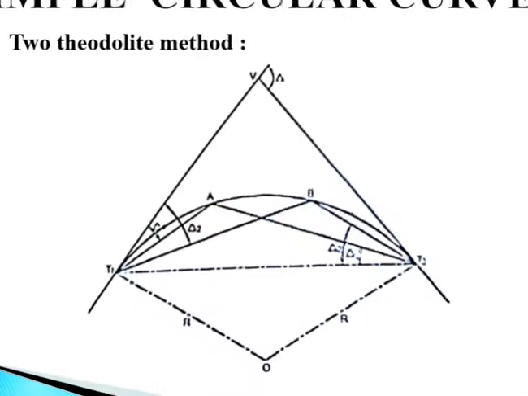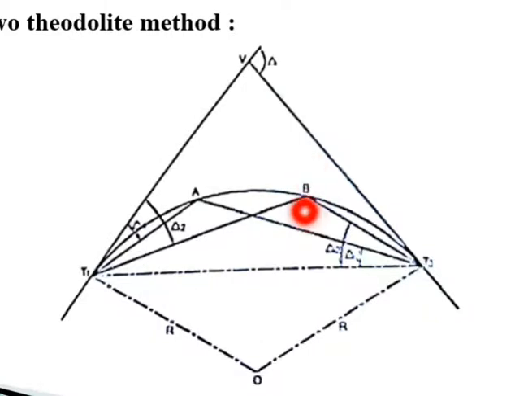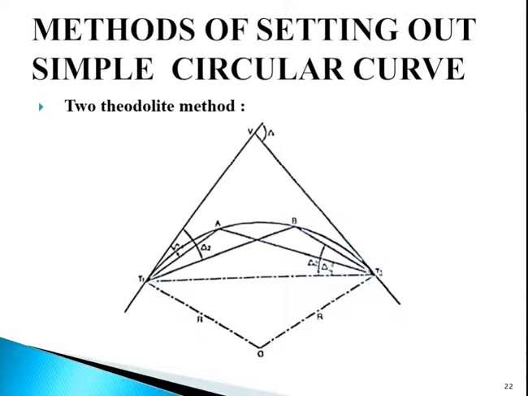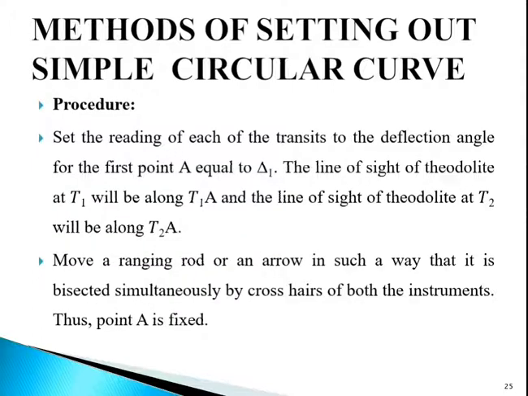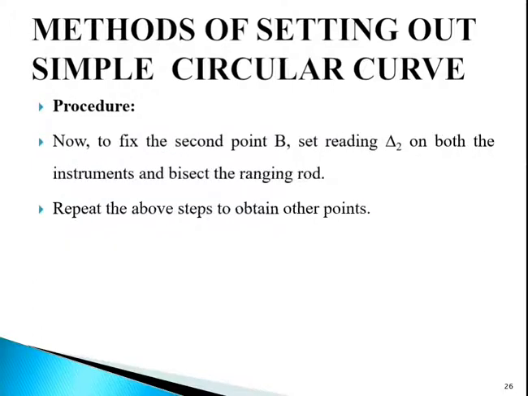Now fix the second point, point B, and set the reading delta 2 on both the instruments and bisect the ranging rod, and repeat the above steps to obtain the other points. So this is the two theodolite method. The angle of deflection delta is here. I have already written the procedure here, so write down the step by step procedure of it. So this is the procedure.